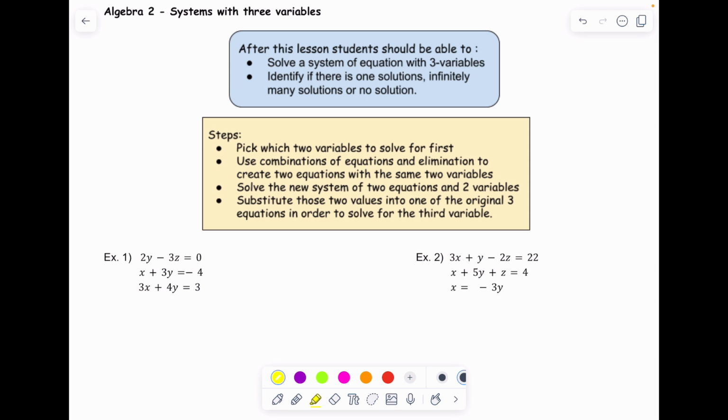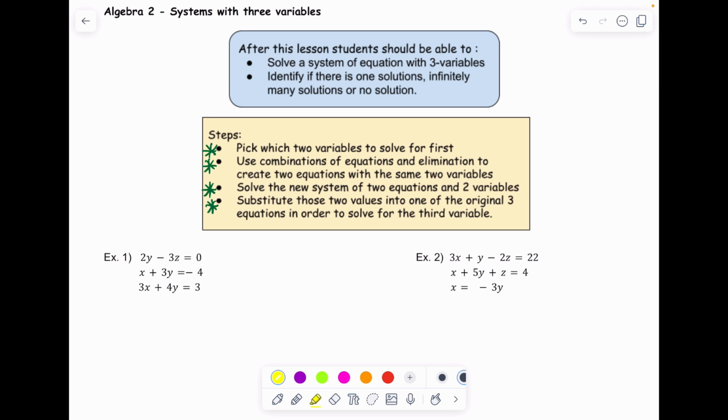So the steps are: pick which 2 variables you're going to solve for first, and then use combinations of the equations to eliminate and create 2 equations with the same 2 variables. And then solve the new system of 2 equations with 2 variables. After we've got the 2 variable values, we can substitute them into a different equation to find the 3rd variable.